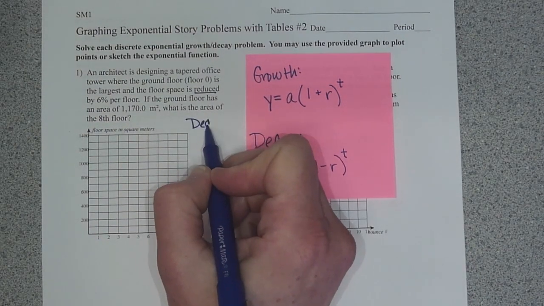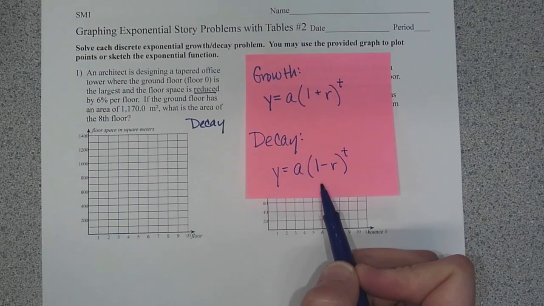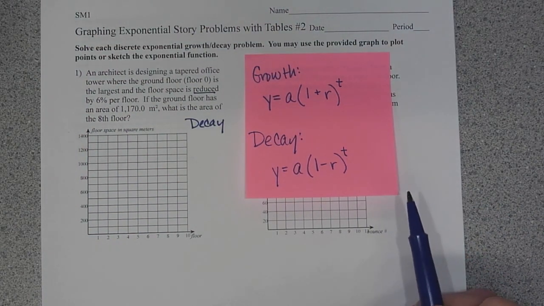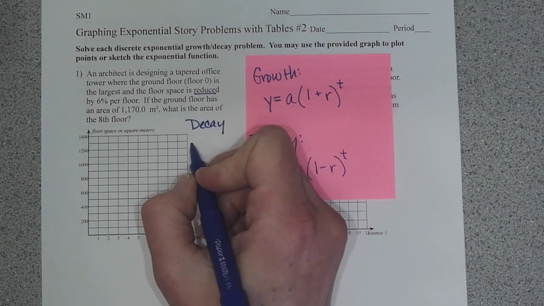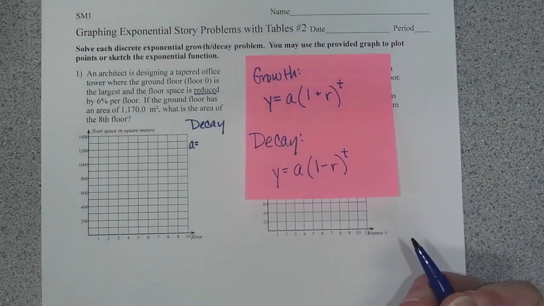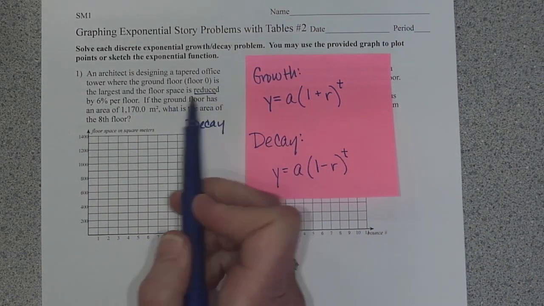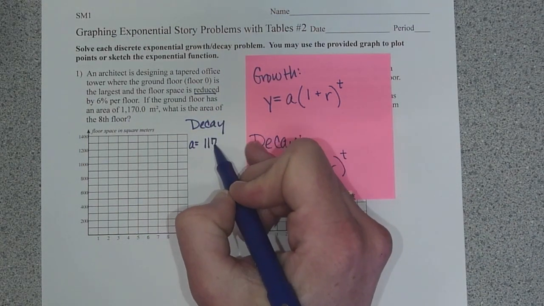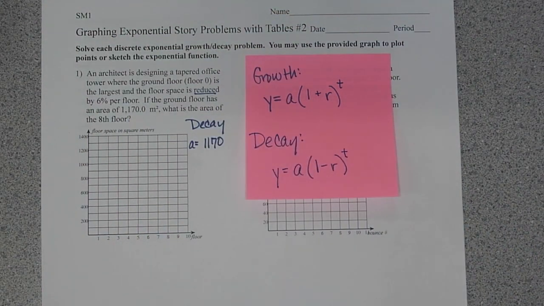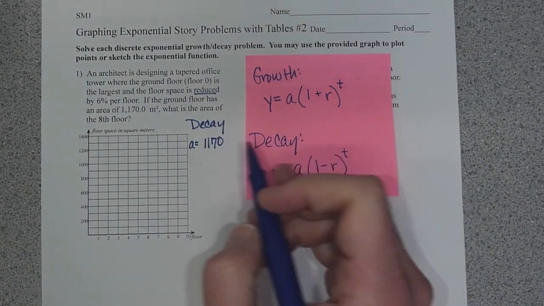So first of all, make sure you're looking at your decay formula. That's the one with the minus sign in it. Now let's make sure we know our values for A and for R. The initial amount of floor space, it looks like the ground floor has 1,170 meters squared. So that's our A.